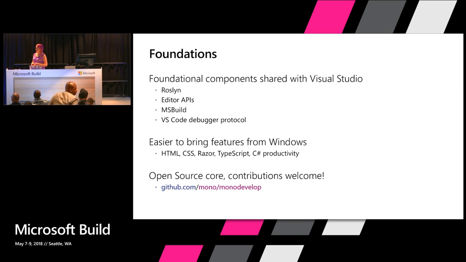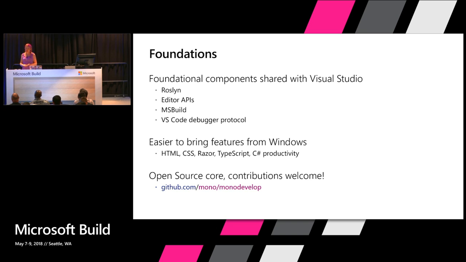Now, Visual Studio for Mac is based on the same foundational components as Visual Studio on Windows. So it's built on Roslyn for C#, IntelliSense, refactorings, analyzers, and so on. It also shares a lot of the same editor APIs now, so that's enabled us to bring over TypeScript and JavaScript and Razor and CSS and HTML by working with the VS editor team to bring those APIs over so the extensions could be ported from the Windows version.